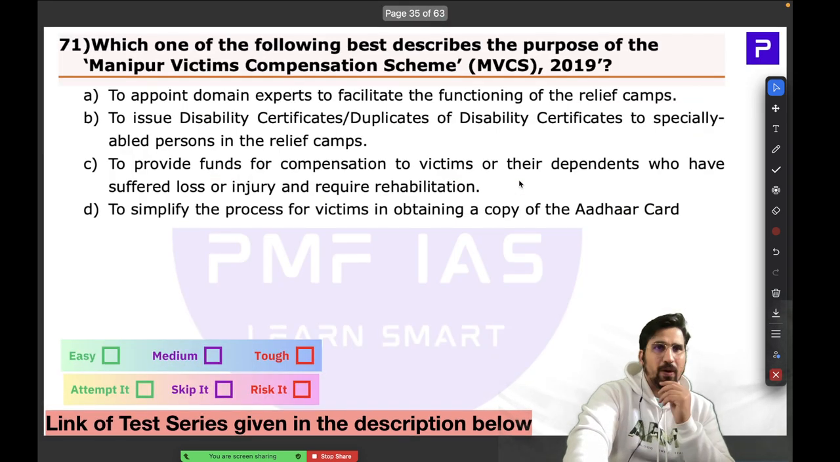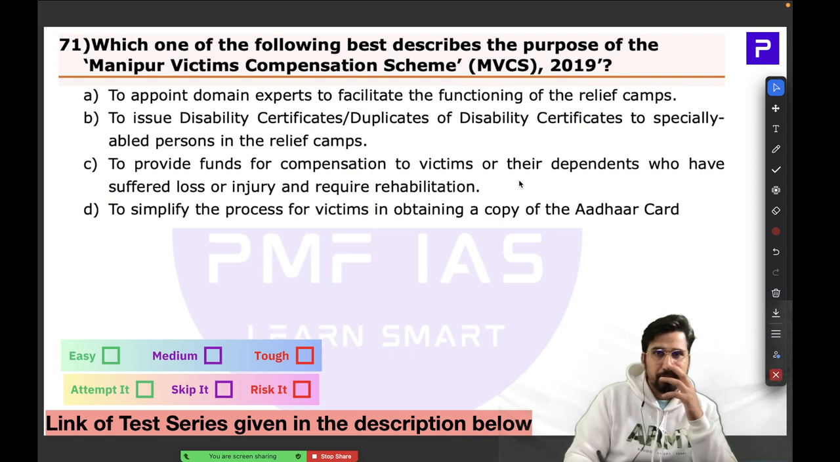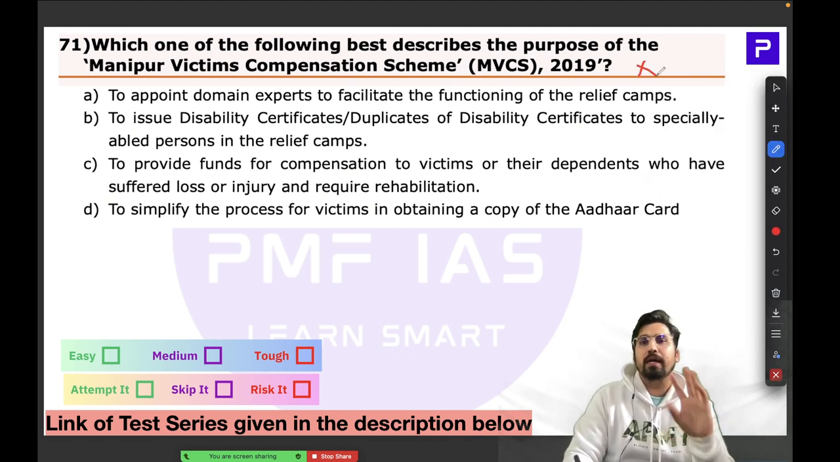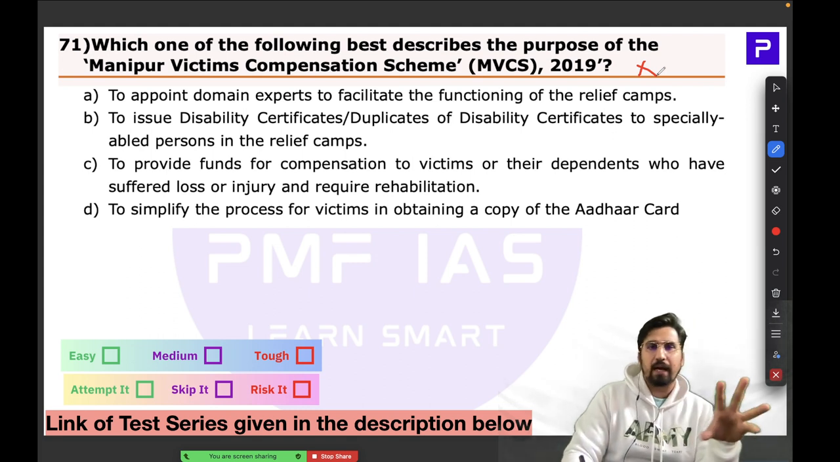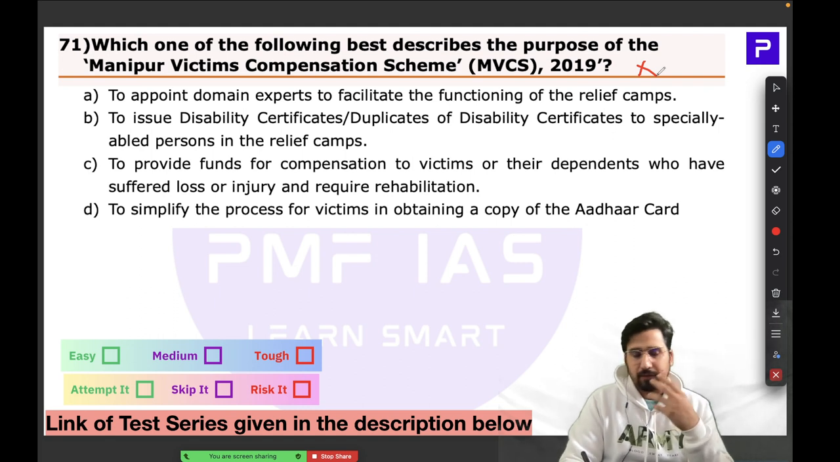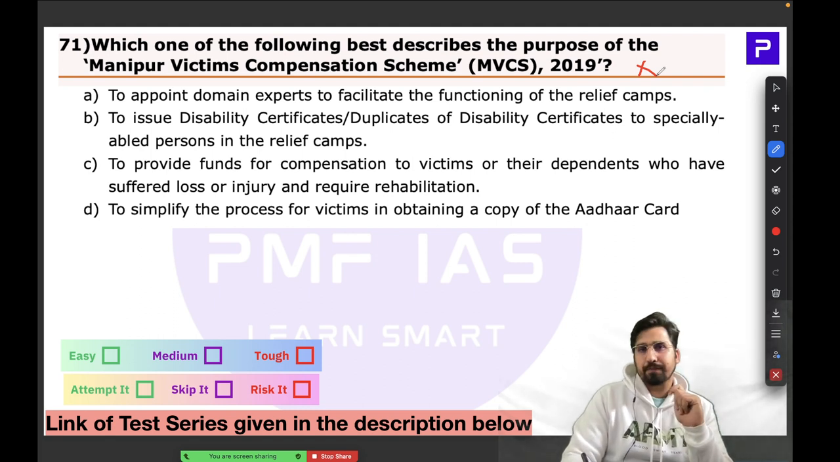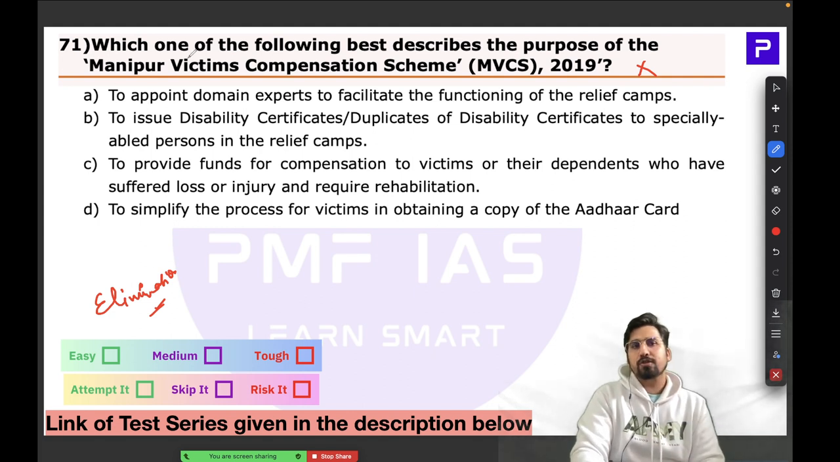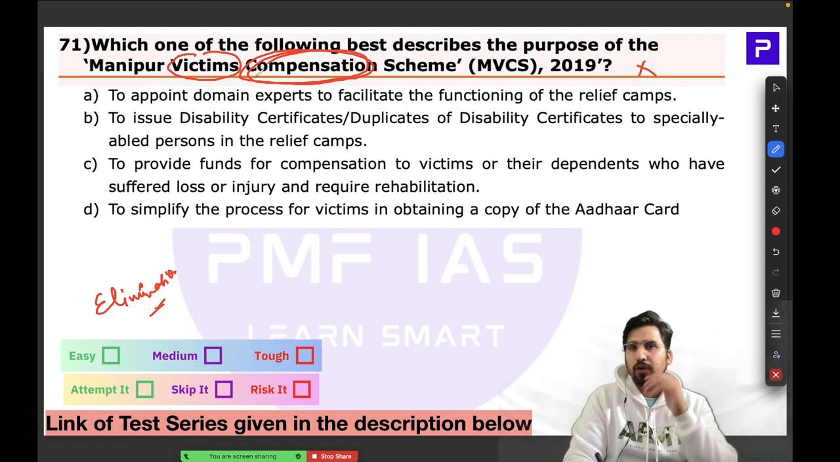Okay, question 71 was with respect to the Manipur Victim Compensation Scheme 2019. Let's assume that I have not read about it. I don't know the core concept of the scheme. Please read the options. This question can be solved by common sense and an elimination method. Look, read the scheme once again. It is talking about victim compensation. Compensation scheme. So now we have the three options.